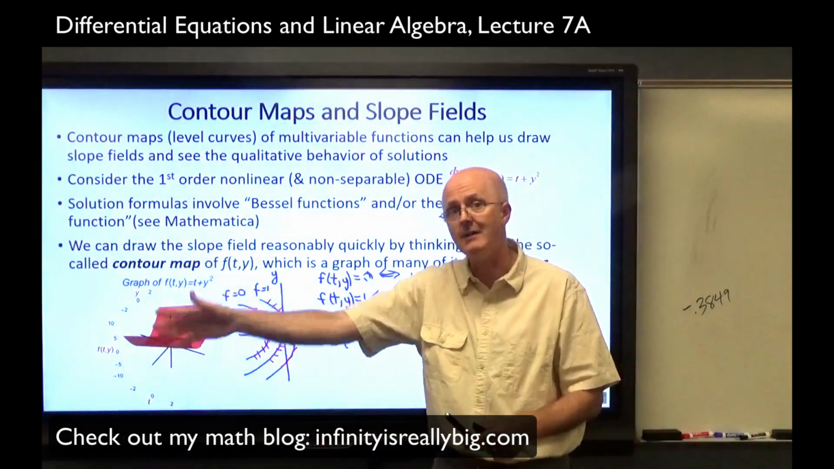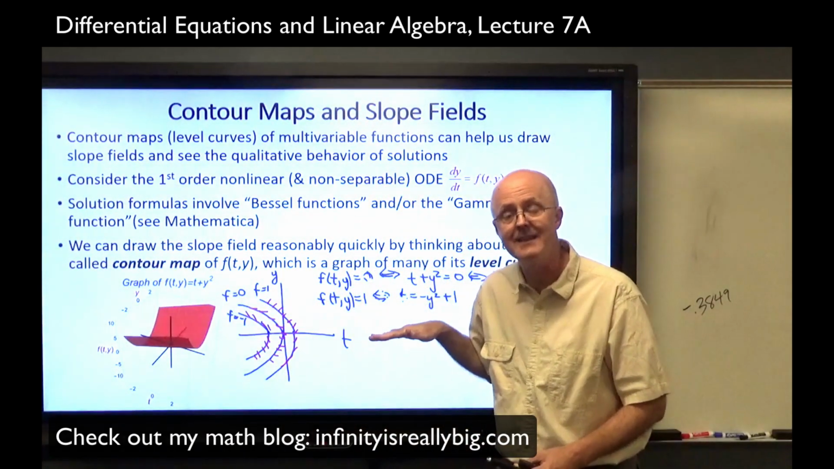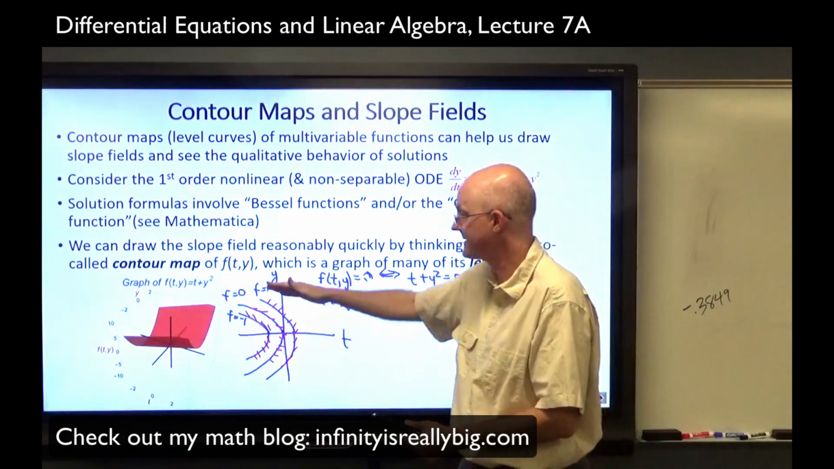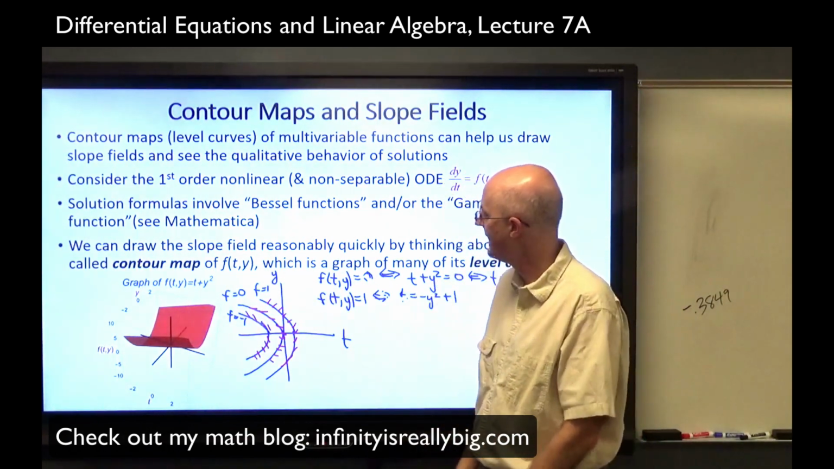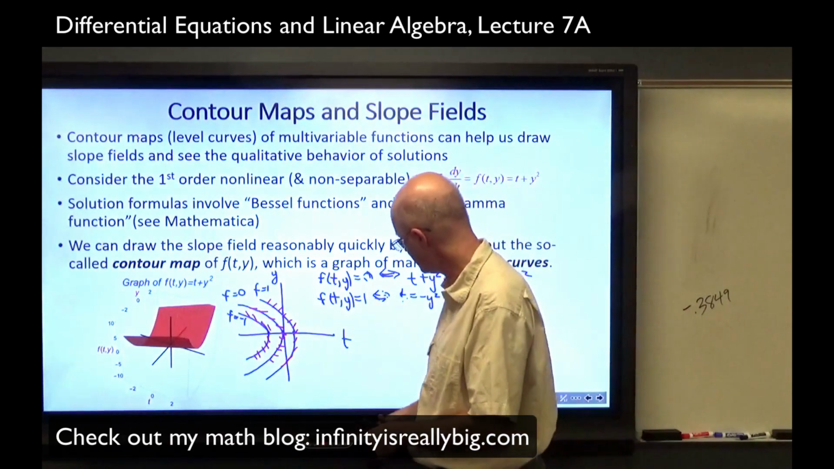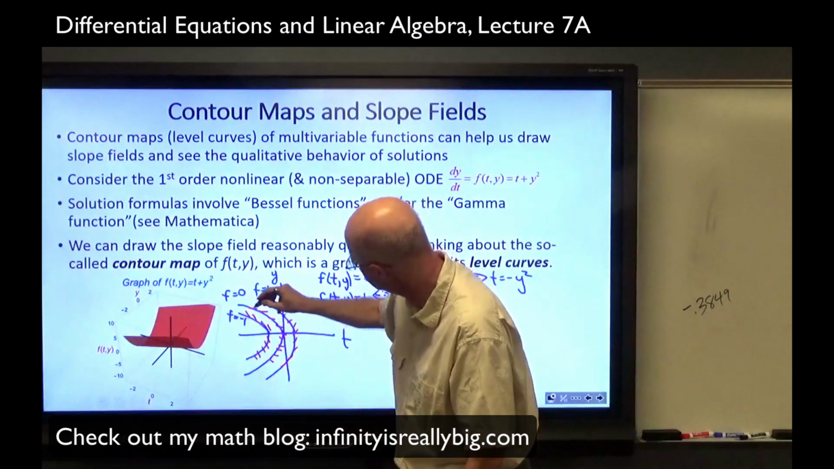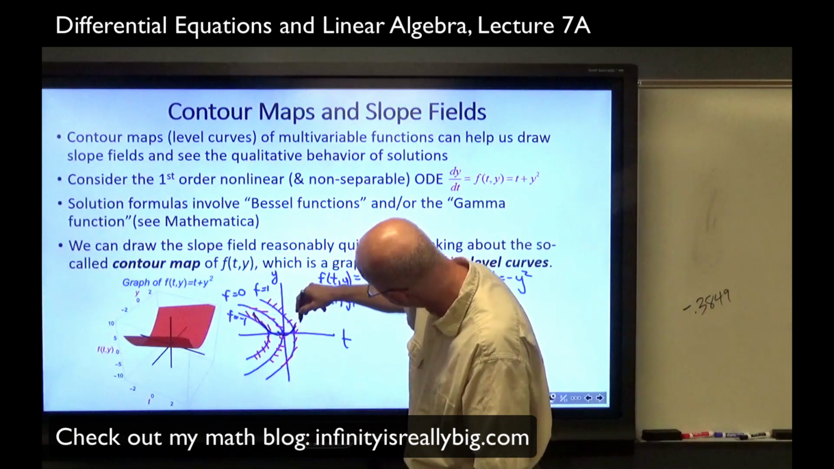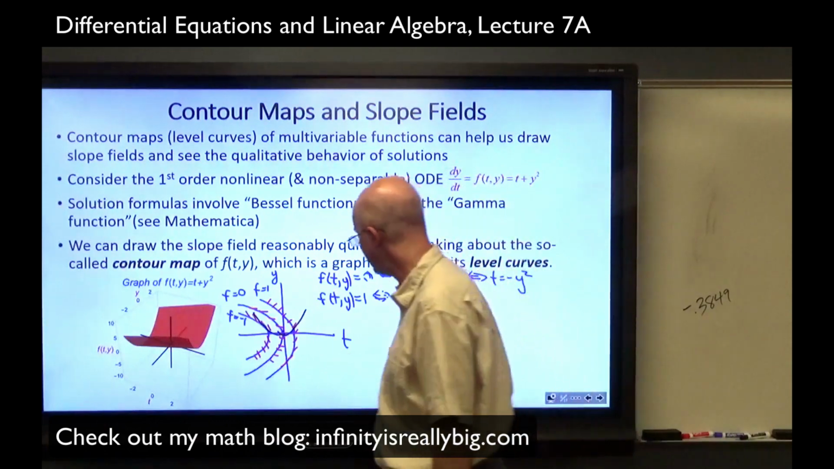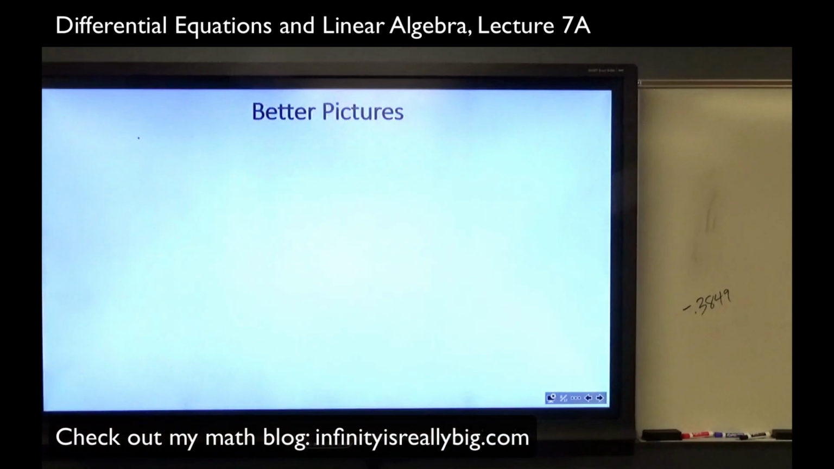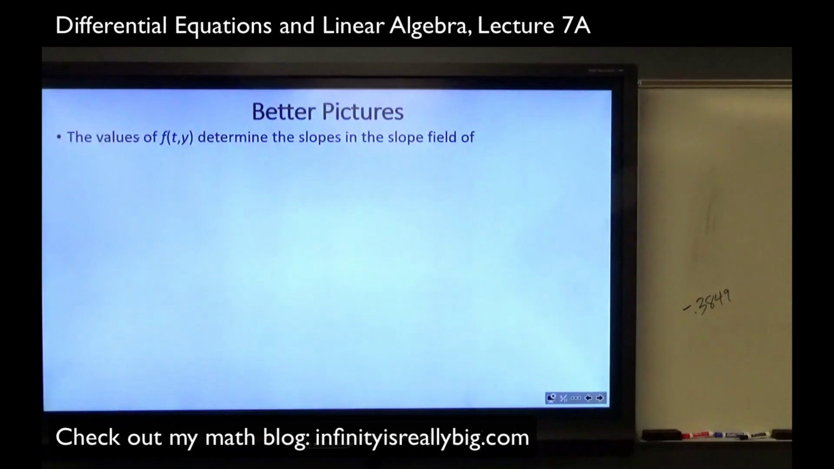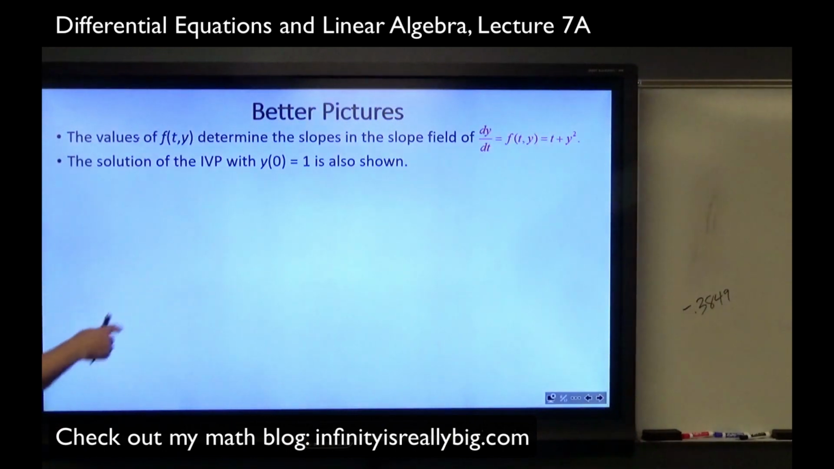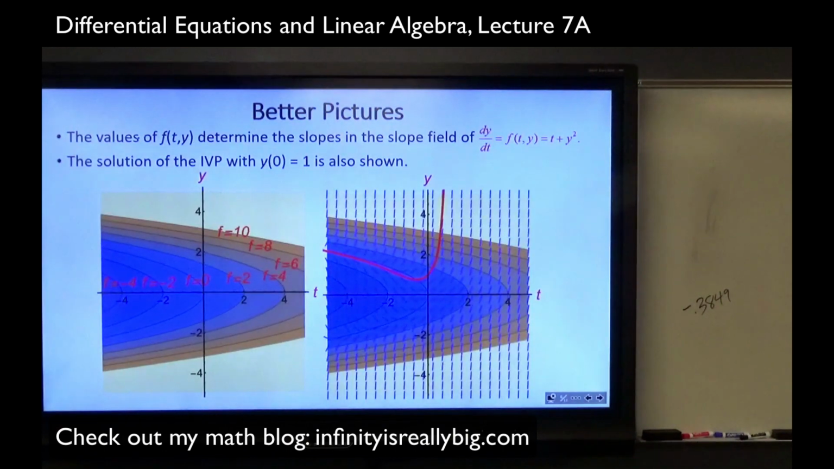Instead of, as with the autonomous equation, having constant slopes along horizontal lines, here, for this example, we have constant slopes along sideways parabolas. And that could help you draw the slope field, and could help you draw solutions. For example, one solution might look about like this, following the slope field, as a rough guess. Now let's look at a more precise picture that I made with Mathematica. Better pictures here. The values of little f determine the slopes of the slope field of the differential equation. The solution with the IVP is going to be shown in the picture I'm about to show you. Here it is.